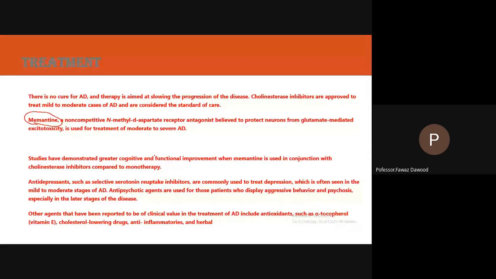Sometimes this type of medication is going to be used in conjunction with the cholinesterase inhibitors. Even antidepressants could be prescribed, and sometimes alpha tocopherol, vitamin E, cholesterol lowering drugs, anti-inflammatory and herbal medications could be used for Alzheimer's.